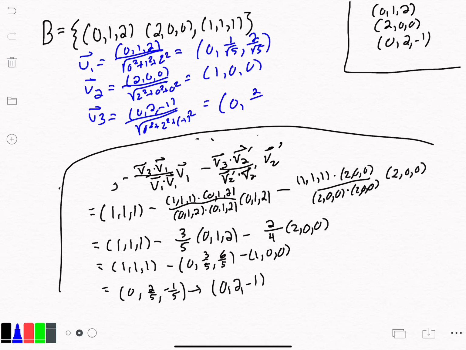Okay, so this is our final basis. This is the answer to the problem. It is an orthonormal basis.